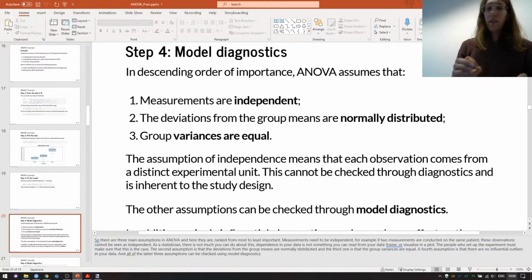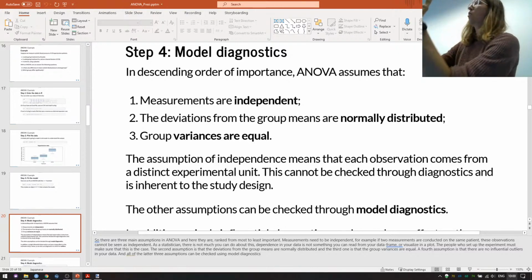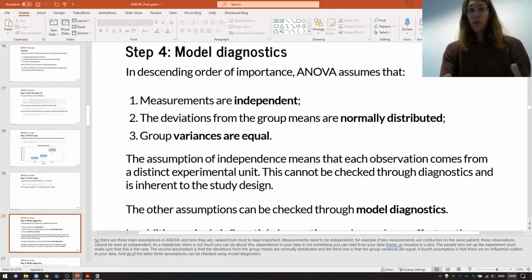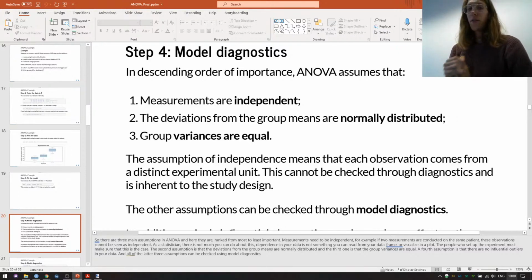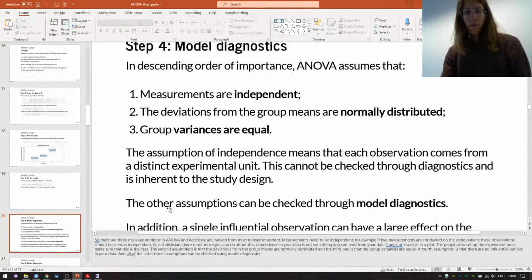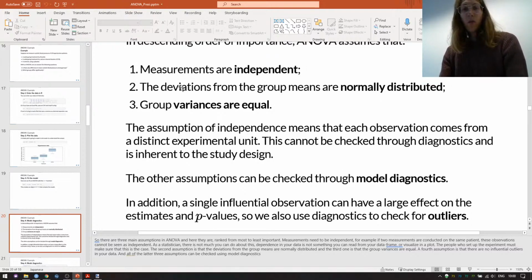Then the second one is that the deviations from the group means are normally distributed. That basically means that if the groups are all normally distributed, then often the residuals are also normally distributed. So you have to take that into account. And the third one is that the group variances are equal. Here once again, whether measurements are independent cannot be checked through diagnostics. You cannot see it from your data, and you can also not visualize it from diagnostics, unfortunately. But all the other ones you can visualize.